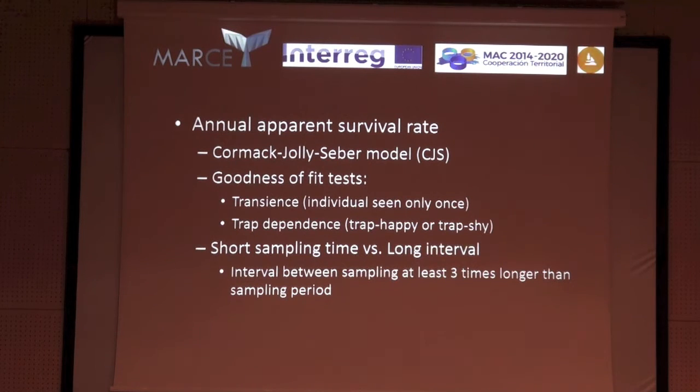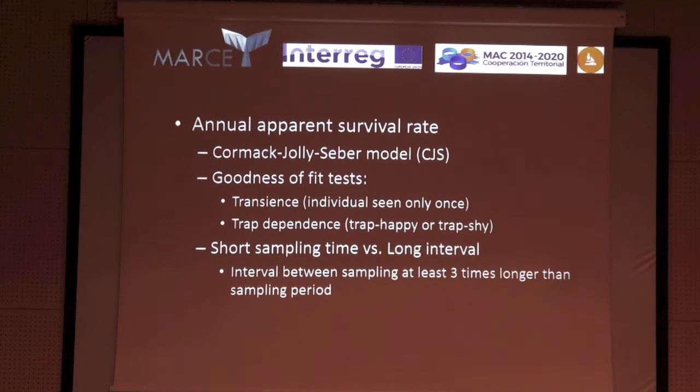So another important parameter is the annual apparent survival rate. Okay, so this is an important word because in the survival rate you have two components. One is mortality, so the individual is not surviving from one year to the next, but you can also have emigration from your area. Permanent emigration. That's an individual that was here and then it left forever, but you don't know if it's still alive or not. Okay, so this is why it's an apparent survival rate.